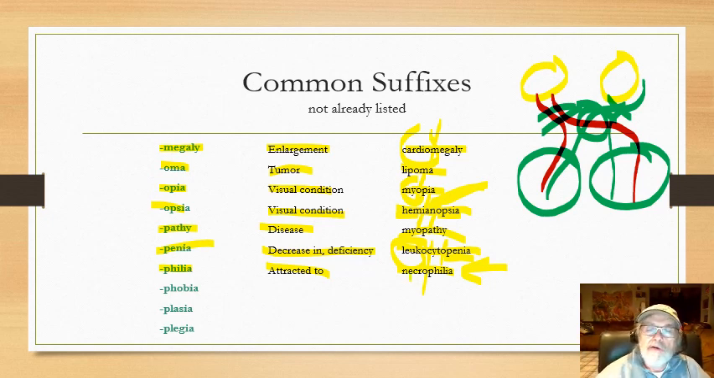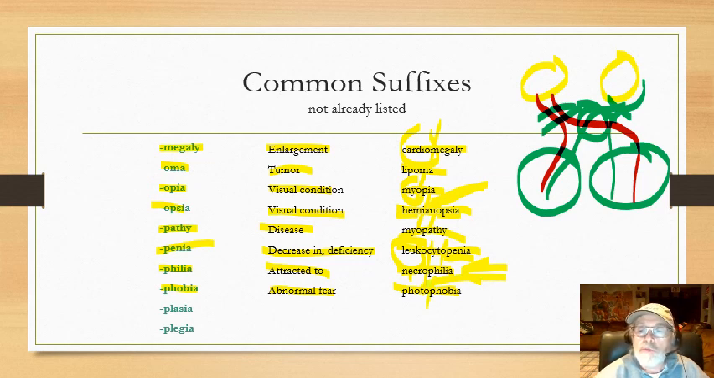But anyway, necrophilia. Philia means you're attracted to something. Phobia, on the other hand, means an abnormal fear of something. Photophobia. Now, photophobia doesn't mean that you don't want to have your picture taken. Photo is a word root that means light. So sometimes people become sensitive to light.